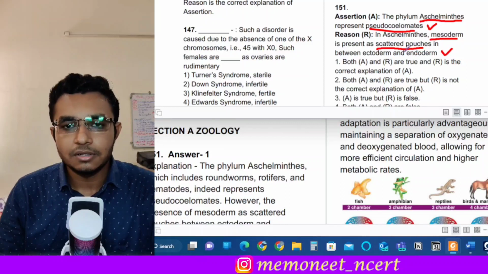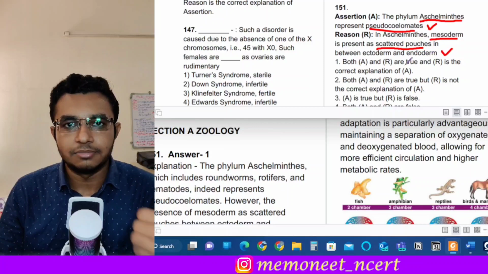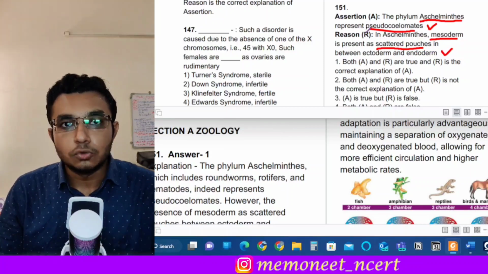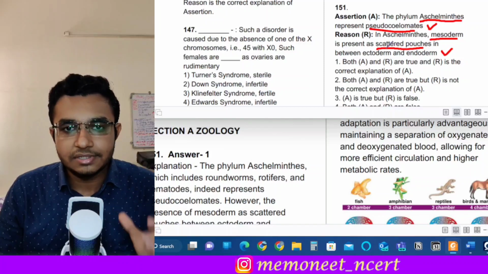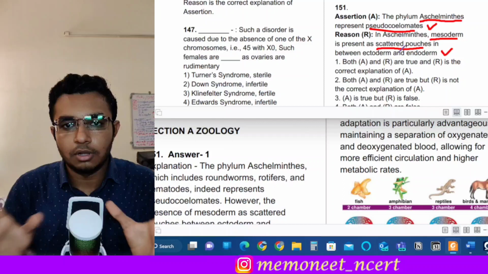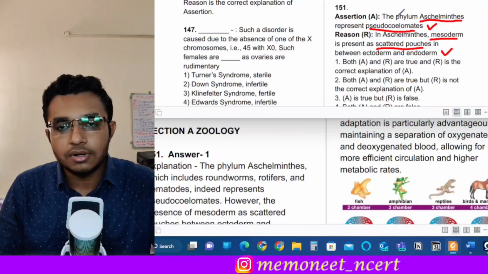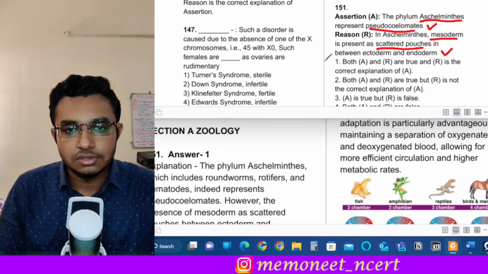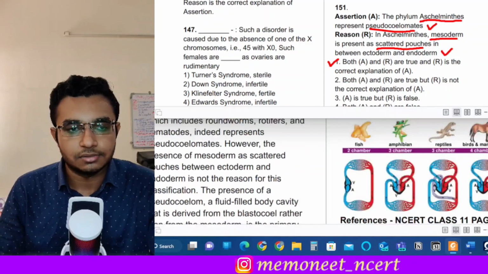Why? Because first of all, mesoderm is present between the ectoderm and the endoderm. This is correct. And in pseudocoelomates, the characteristic feature of mesoderm is that it is present as scattered pouches. There is no clear body wall. The mesoderm is present in scattered pouches. Therefore, they are called pseudocoelomates. So here the answer will be option 1. Both assertion and reason are true, and the reason is the correct explanation of the assertion.